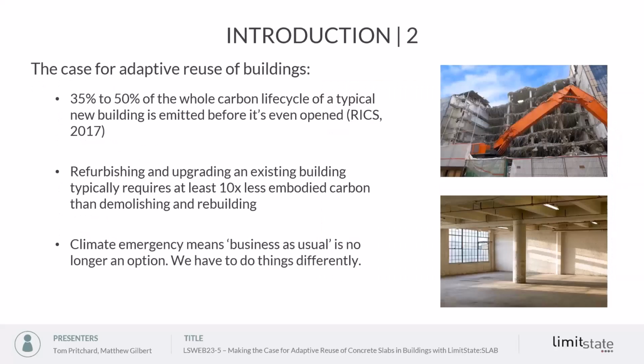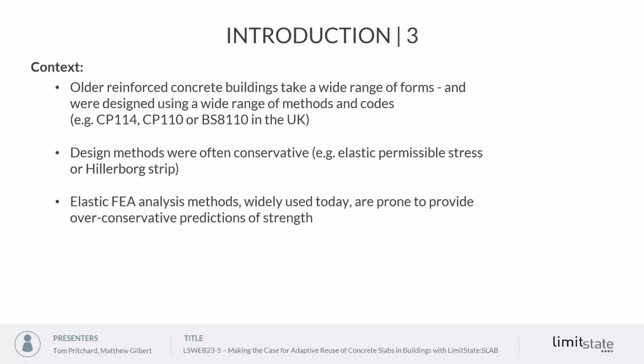So, in terms of the big picture, the case for adaptive reuse of existing buildings is very, very clear. A very significant chunk of carbon is effectively released when we build a new building. Just the structure that's used is very, very important before we come into any matters of operational carbon. So if we can refurbish and upgrade existing buildings, then typically we're talking about an order of magnitude less embodied carbon than demolishing and rebuilding. And given the climate emergency, it's no longer an option to continue with business as usual. We've got to change.